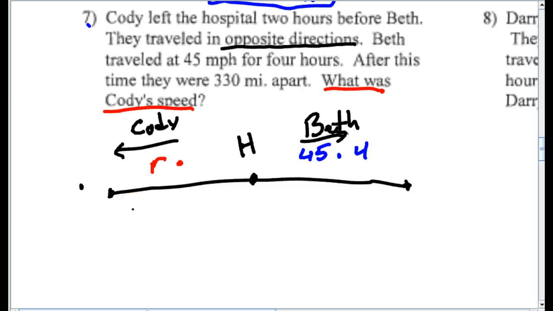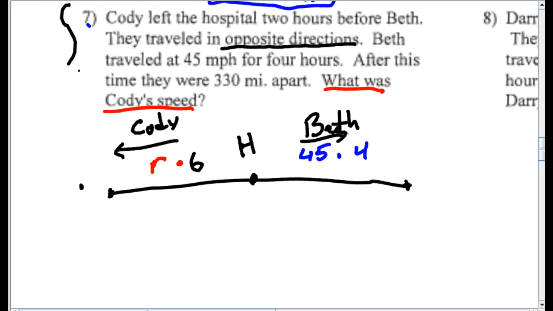Give it a second. Come on. Any ideas? Six. And why is it 6? Exactly. So if you drove 4 hours, and they say he left 2 hours before that, that's 6 hours total.